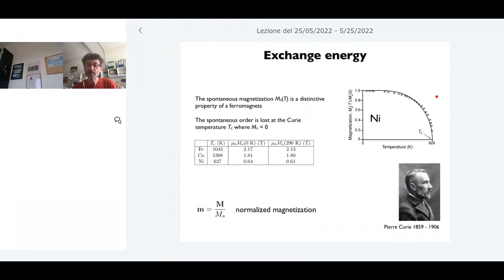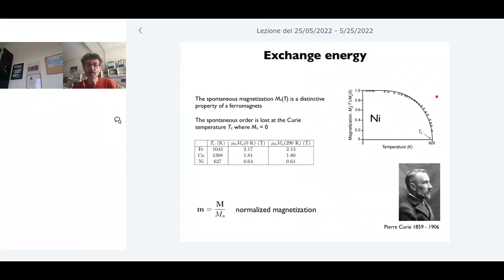In paramagnets, that is, for example, above the Curie temperature, there is no local order. The amplitude of the magnetization is zero. While in a ferromagnet, below the Curie temperature, the amplitude of magnetization is always different from zero and always the same. And the only thing that you can do is have different direction from point to point.